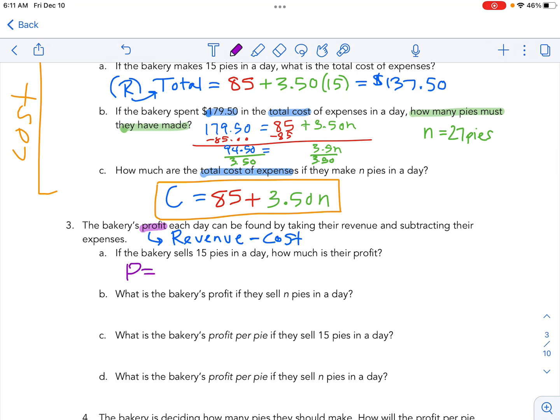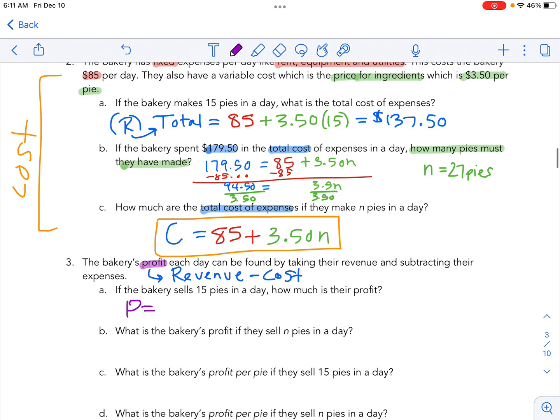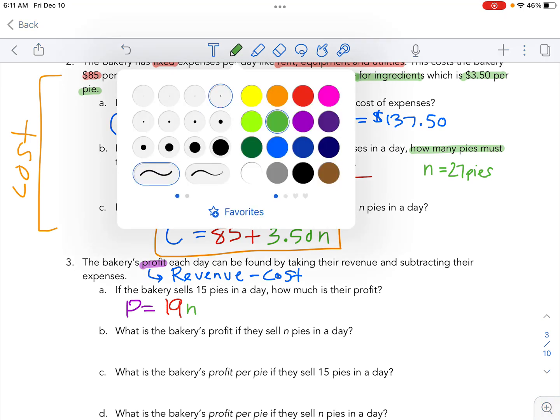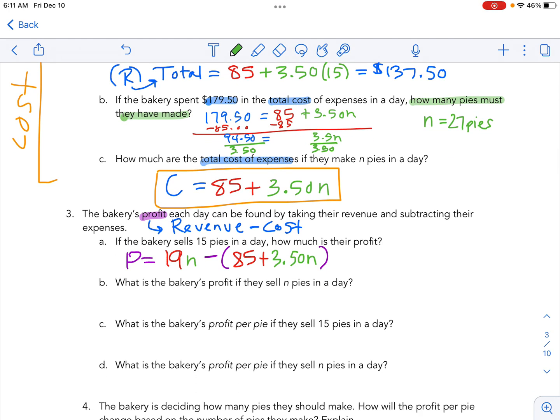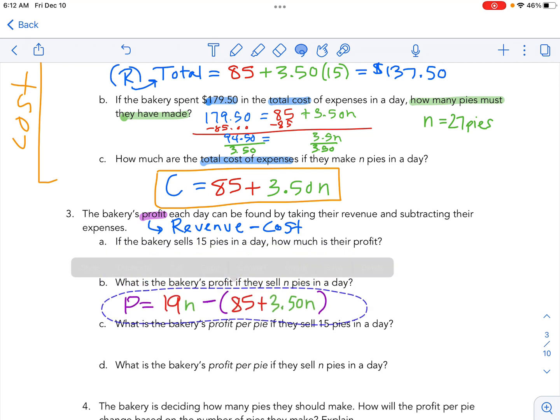So in general terms, going back to our equations, our profit is going to equal 19N. Remember, 19 was the price per pie. 19N minus our costs, which were 85. Remember, that was a constant because that's our overhead. And then our cost for ingredients, $3.50 for every pie. So there's our profit expression. And so really, I think now that I looked at what I just wrote, that is really the answer for part B. So I'm just going to slide that down there.